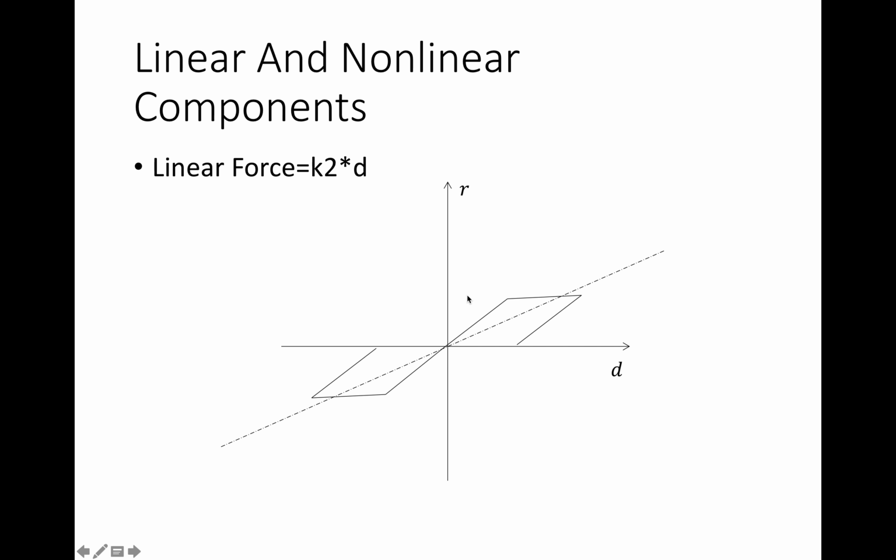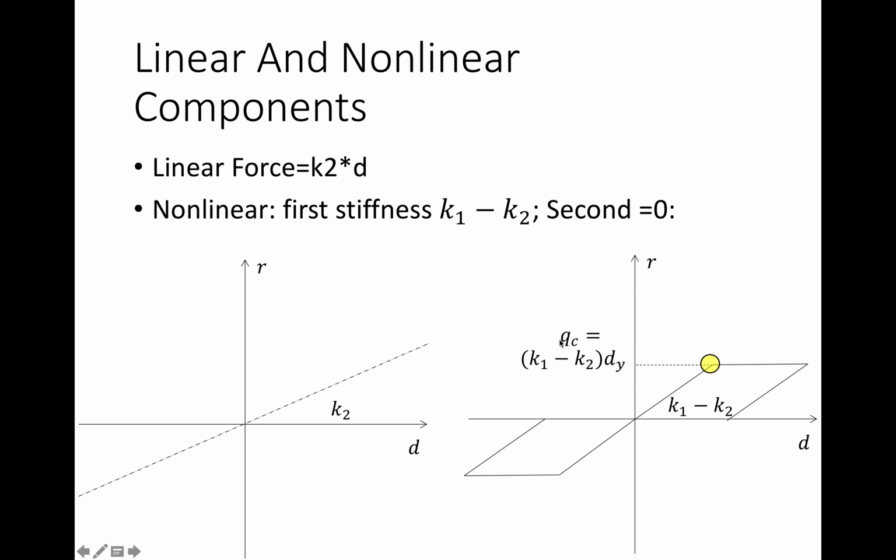If we delete the linear part from the whole hysteresis curve, we get this kind of part. This is the nonlinear part. The nonlinear part is a little bit complicated, so we calculate it by more detailed rules. The linear force we can calculate by this. For the nonlinear force, the first stiffness is K1 minus K2, because this is K2.